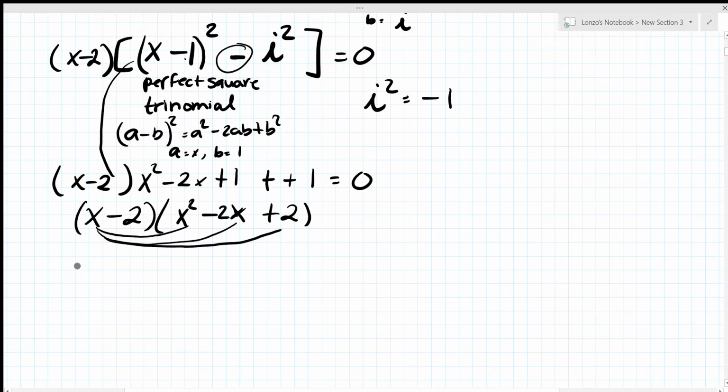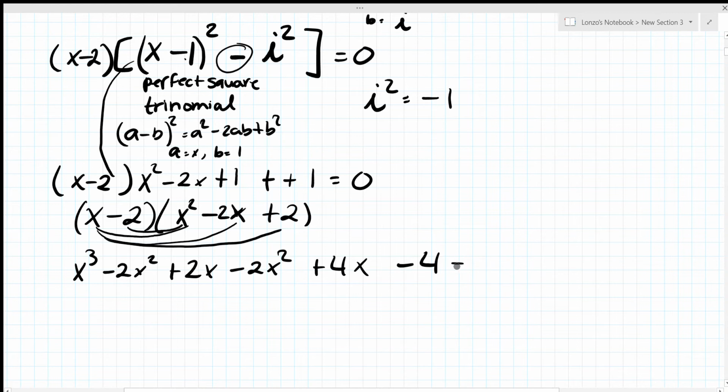So this is going to be x cubed minus 2x squared, right? X cubed minus 2x squared plus x times 2 is positive 2x. And then FOIL this out. Negative 2 times x squared is negative 2x squared. This is going to be positive 4x, and then this is going to be negative 4 equals 0.